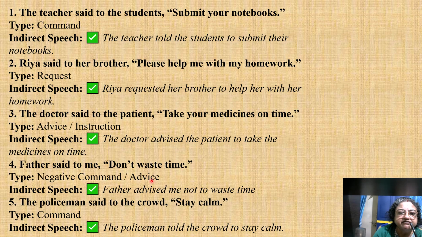You can easily change any conversation in direct speech into indirect speech. The doctor said to the patient, take your medicine on time. So it is advice or instruction. So the doctor advised the patient to take the medicine on time. Father said to me, don't waste time. It is a negative advice. So father advised me not to waste time. The policeman said to the crowd, stay calm. Command. So the policeman told the crowd to stay calm.